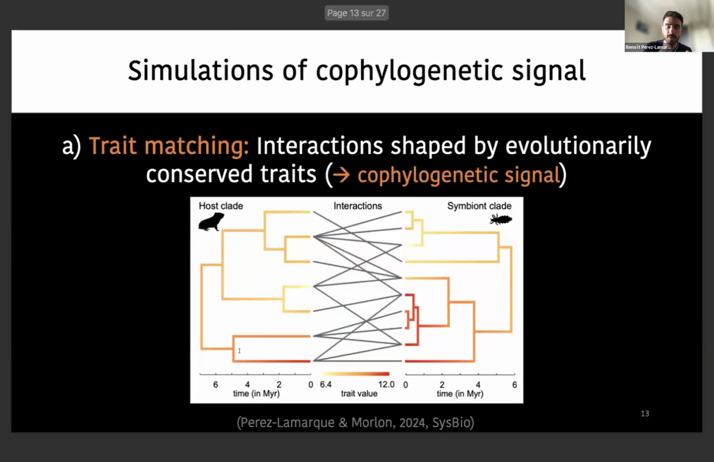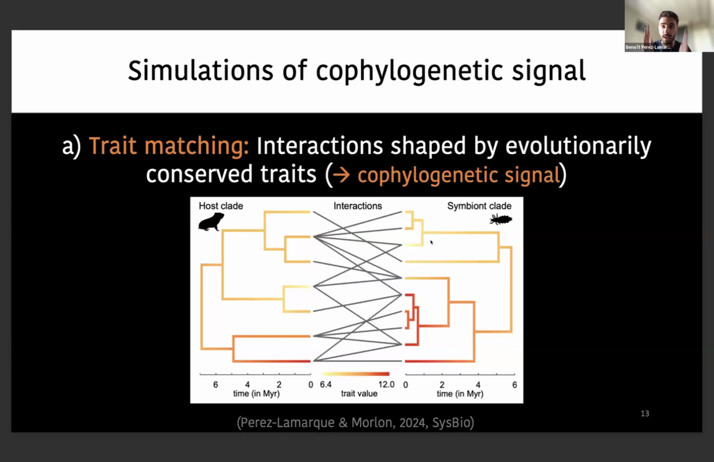In the first scenario that we consider, the interactions are driven by trait matching. So we consider that the host and the symbiont phylogenies evolve completely independently. So we have two phylogenetic trees that are independent. And we just consider that there are some conserved traits that evolve following a Brownian motion on the phylogenetic trees of the host and the symbiont, such that there is phylogenetic signal in the traits at present.